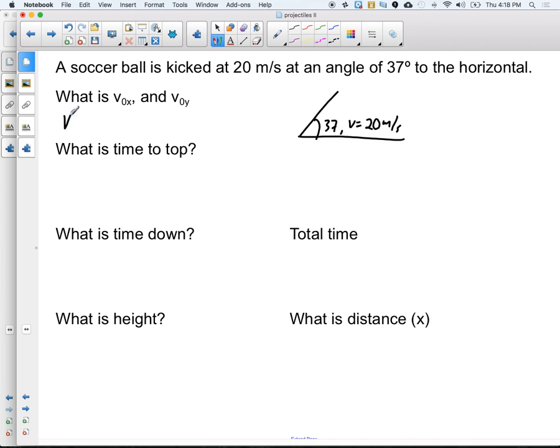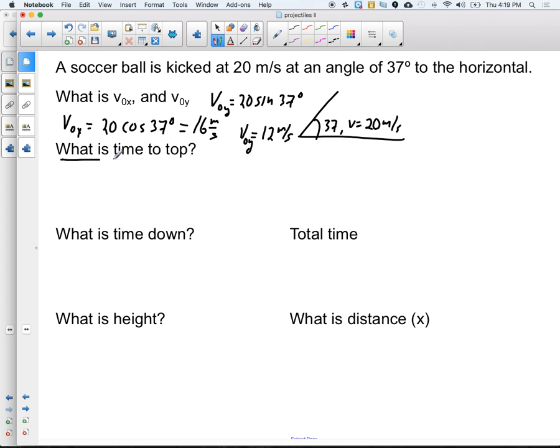So v0x is 20 times cosine 37 degrees, which is 16 meters per second. v0y is 20 sine 37 degrees, so v0y is equal to 12 meters per second.